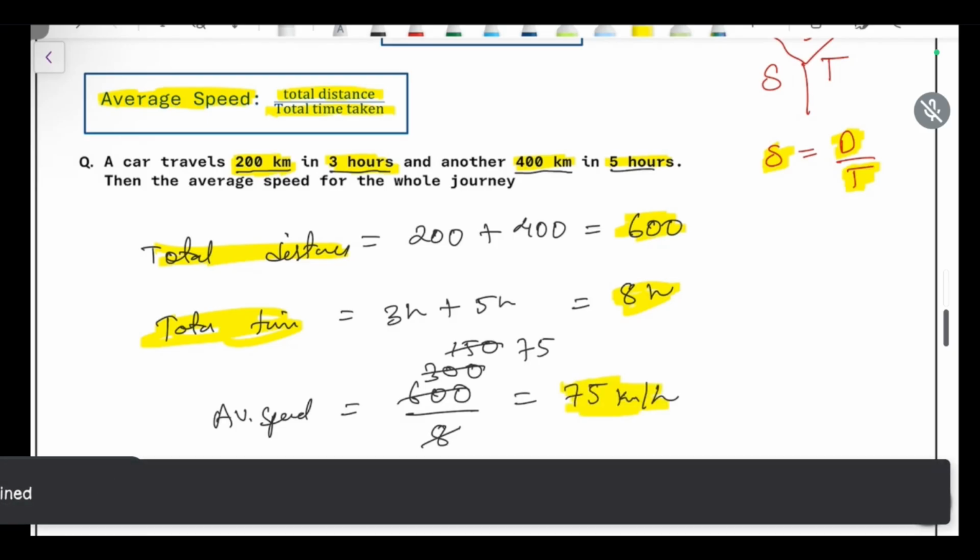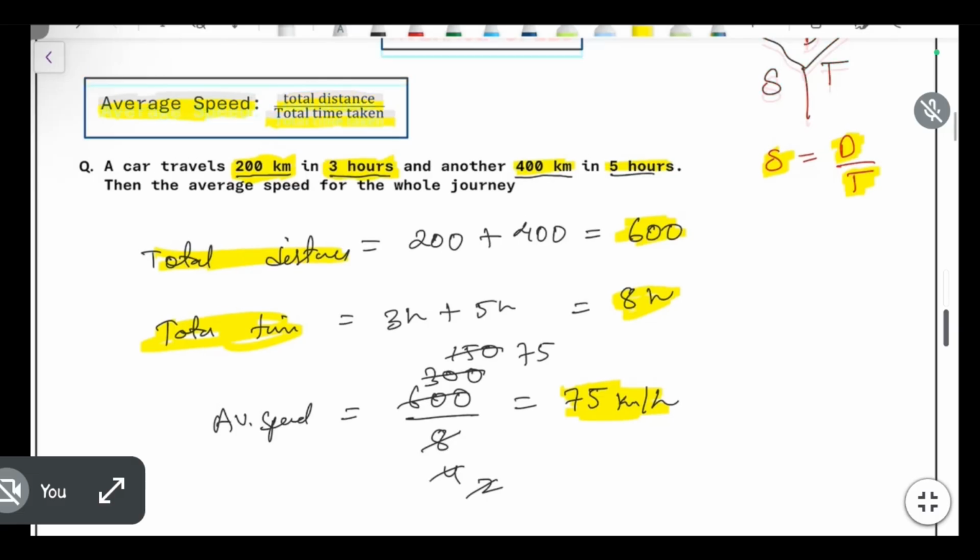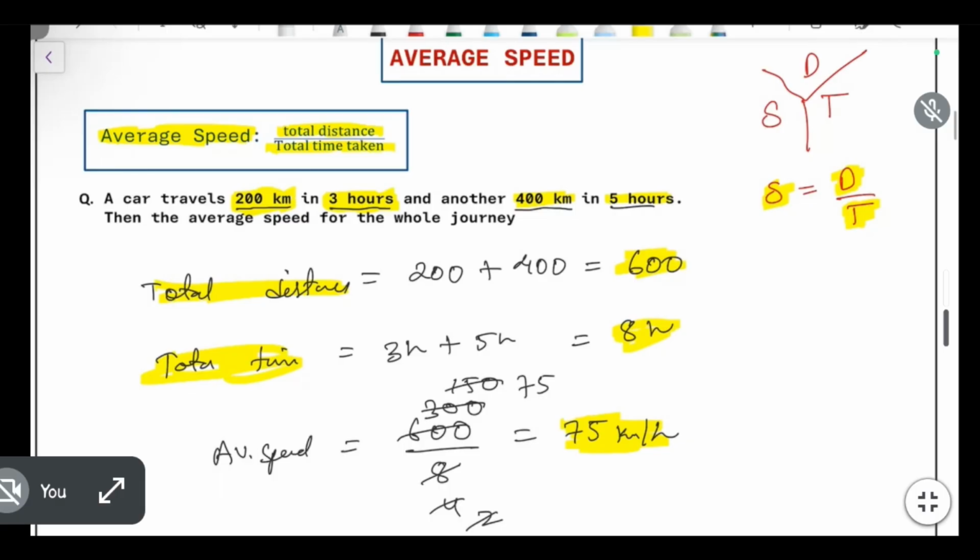So this formula is applicable only when distance is given and time is given. Remember this. So the first type of average speed question is when distance and time are given, but you are asked to find speed. In that case, you just find the total distance divided by total time, then you will get the answer. So let's move on to the next type.